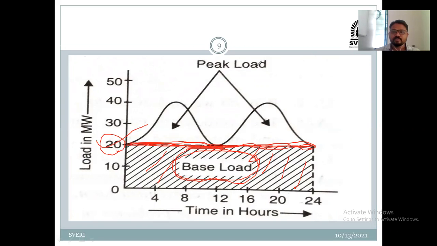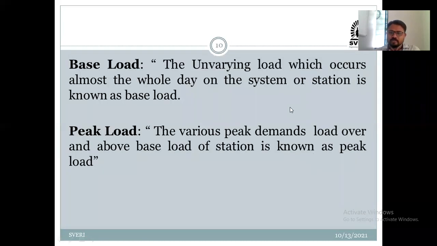Everybody got this one? What is the meaning of base load? कळलेलं का सगळ्यांना? Yes, sir. Now, another point, that is nothing but the peak load.